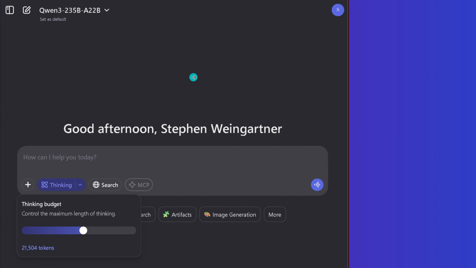But we know this. I showed you in my video about the new Qwen 3 model, the mixture of expert model with 235 billion trainable parameters, with 22 billion active trainable parameters, I told you we have this thinking mode. And here we have a slider. And we can control the maximum length of thinking. This is more or less, if you want, our token length that we want to pay for.